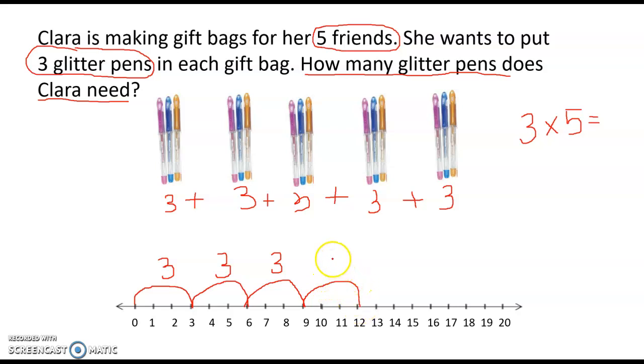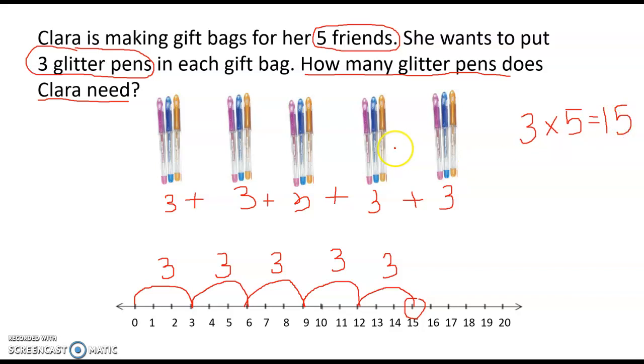Nine plus 3 is 12. One more group, 15. So we have one group of 3, 2 groups of 3, 3 groups of 3, 4 groups of 3, 5 groups of 3, and we end on 15. So 3 times 5 is 15.